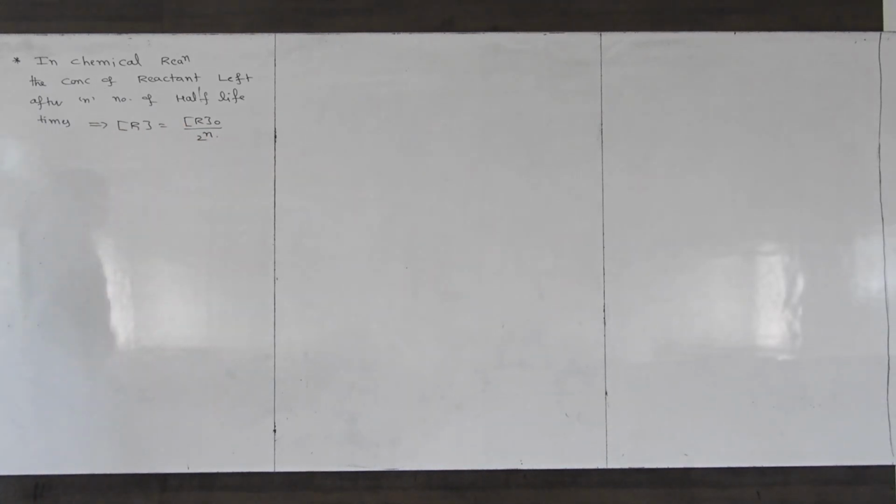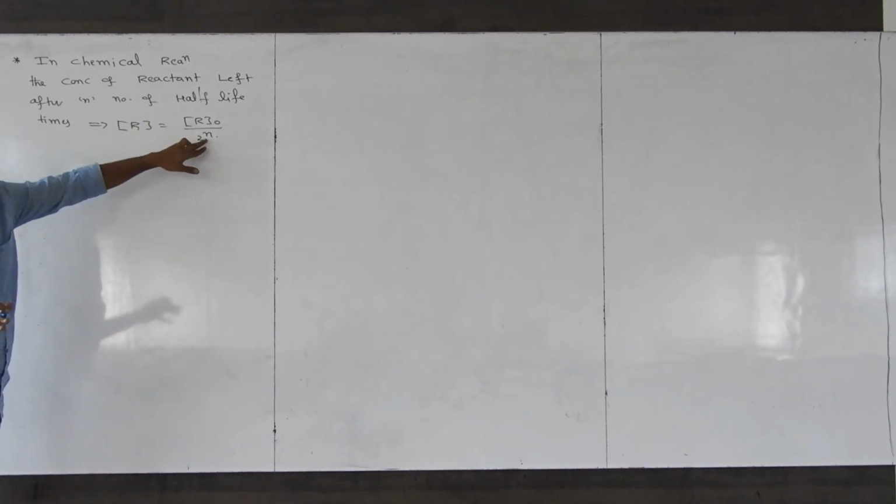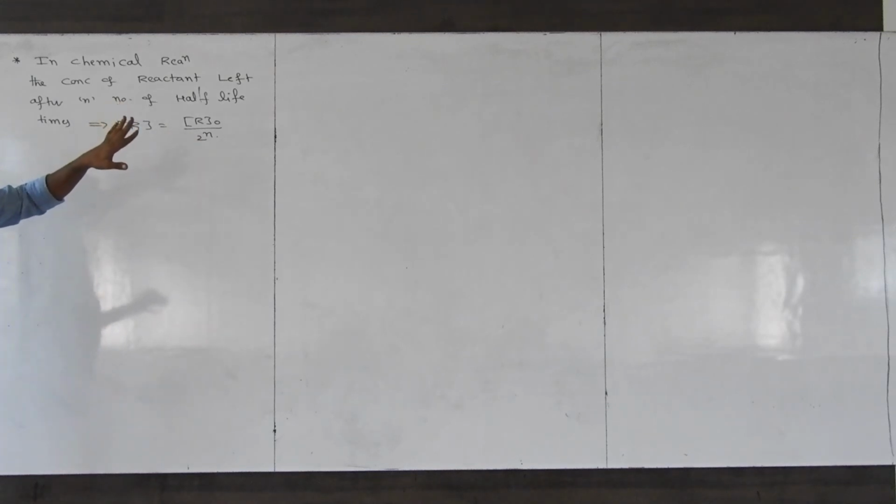Yesterday I stopped in the video at this: in any chemical reaction, the concentration of the reactant left, meaning remaining, after n number of half lifetimes is nothing but the final concentration equals the initial concentration by 2 power n. n is equal to the number of half lifetimes.